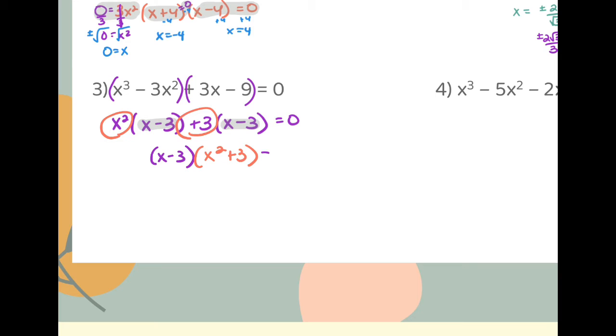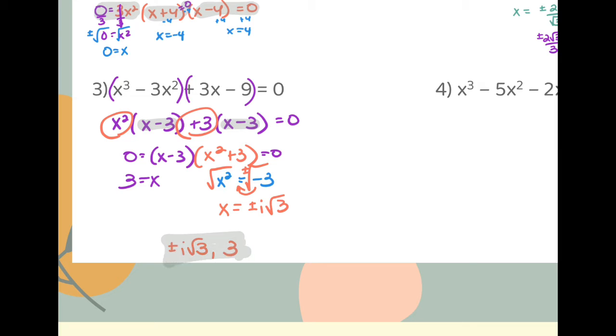And I split and solve, set each of these equal to 0. I get x equals 3. And I get x squared equals negative 3. So I square root both sides. And there's where our complex numbers come back in. So it's plus and minus i, because the i's got to come out, square root 3. So plus and minus i root 3 and positive 3 would all be solutions to this equation.